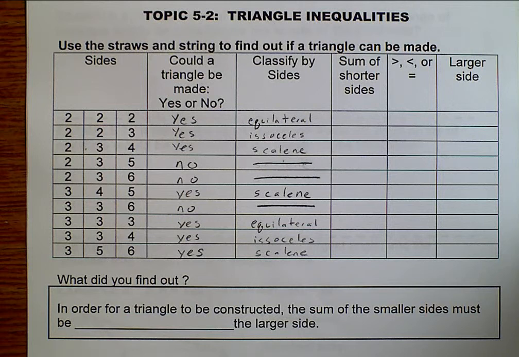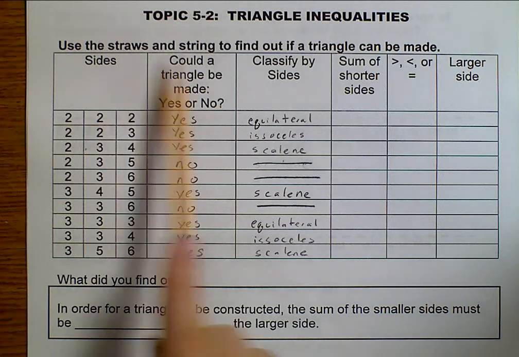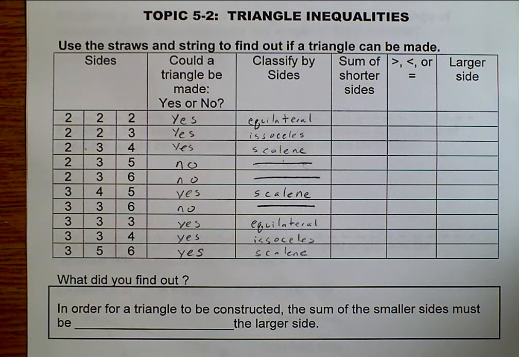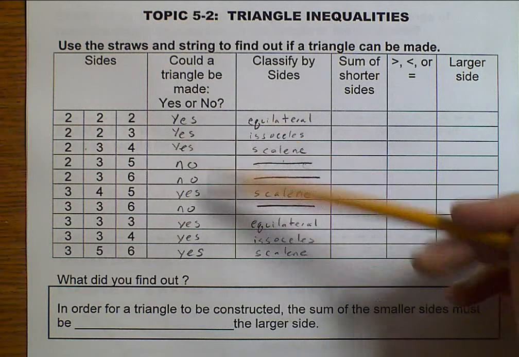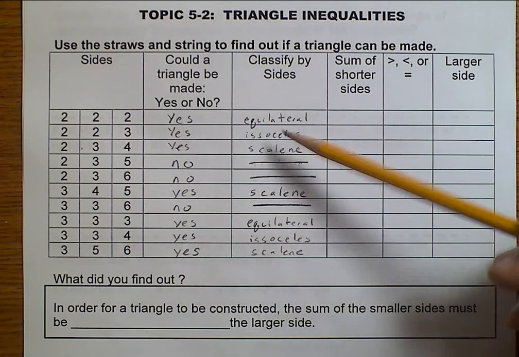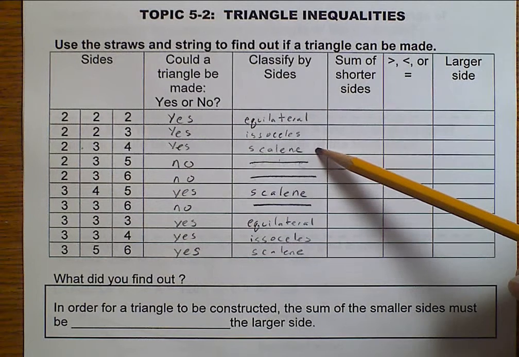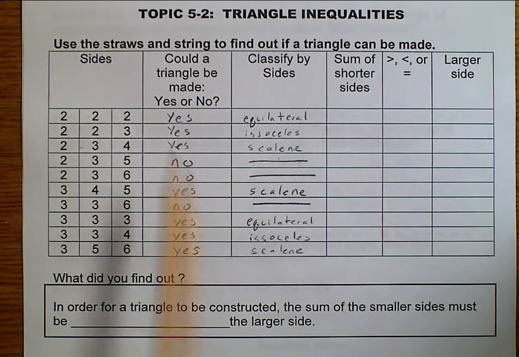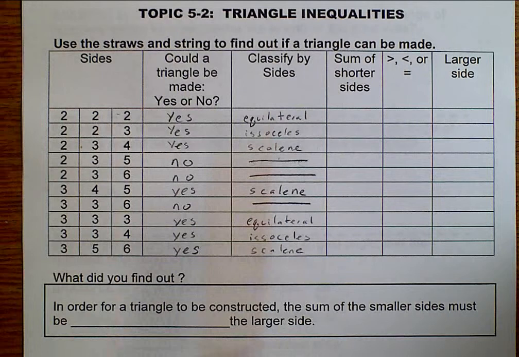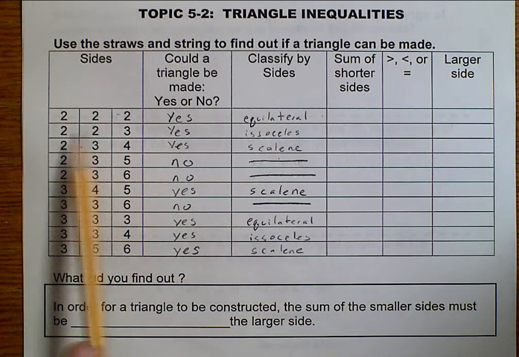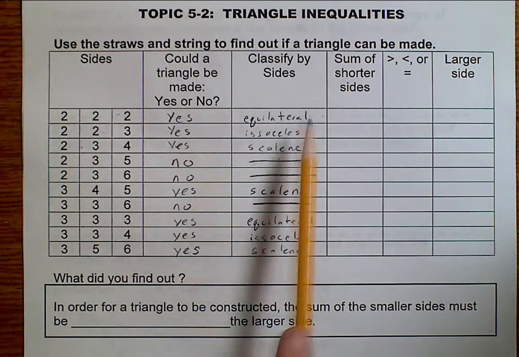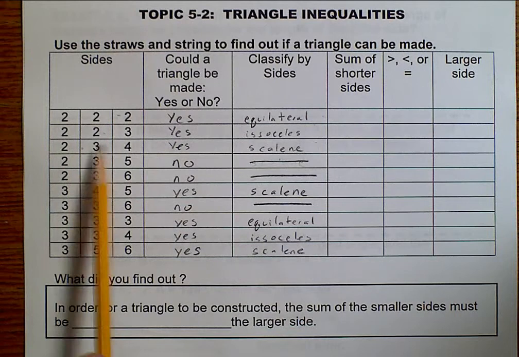Well, this has used straws and string to find out. We're not going to do that. It's going to take way too much time. So instead, I've already given you the answers, yes or no, to all of these, and whether they're equilateral, isosceles, or scaling. Just a quick reminder, if all three are equal, then it's equilateral. If two of them are equal, the third one is different, then it is isosceles. And if all three are different, then it is scaling.